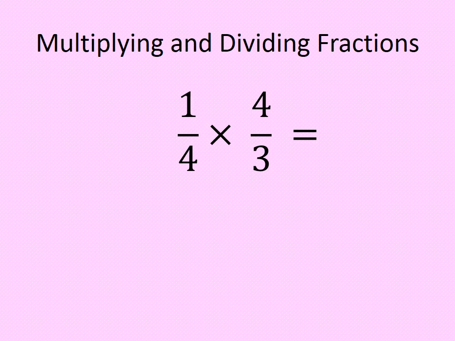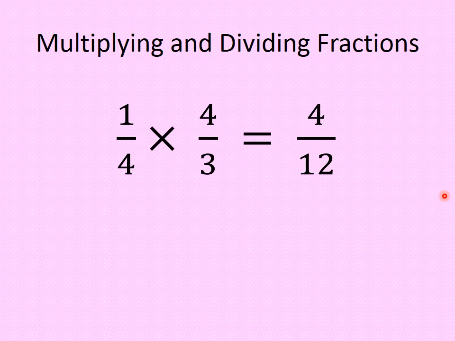Now for multiplying and dividing, I don't have to do that. I don't have to change the denominator. I don't have to worry about them being the same. That's okay. The rule does not apply here. All you do is you multiply the tops and you multiply the bottoms. Numerator times numerator, so 1 times 4 is 4. And then denominator times denominator, so 4 times 3 is 12.